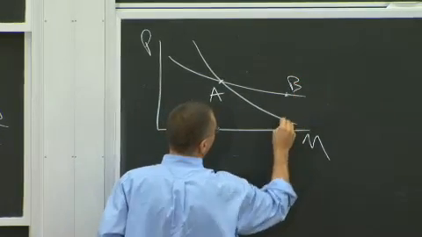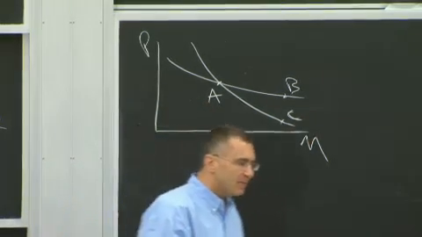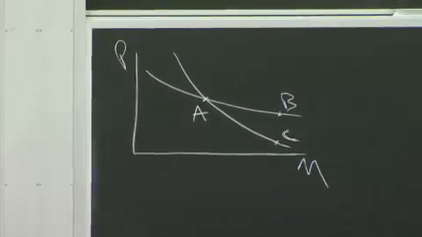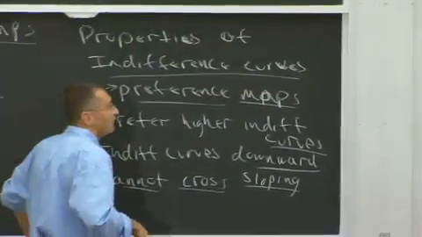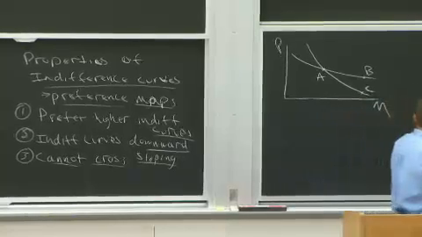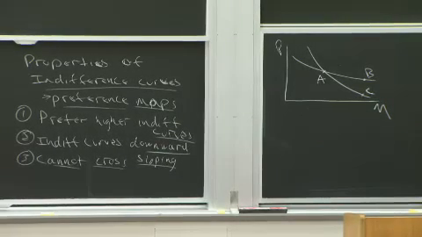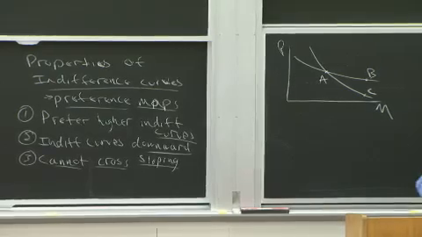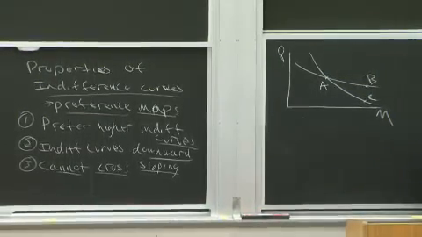B, and C. Now, based on the properties of indifference curves that we talked about over here, given these 3 properties, can someone tell me why this is a violation? Yeah? Because A and B are on the same curve, meaning you're indifferent between A and B. A and C are also on the same curve because you're indifferent between the 2. But that means you're also indifferent between B and C, which can't be true because more is better.